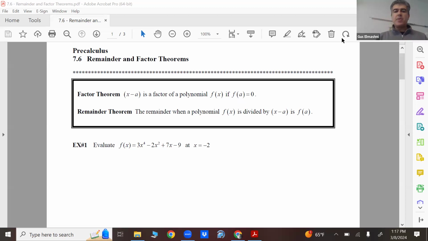Remainder and factor theorem. So the theorems might seem a little confusing at first, but as we go through the examples, they'll make more sense. So the factor theorem states that if x minus a is a factor of f of x, then f of a is going to equal 0.